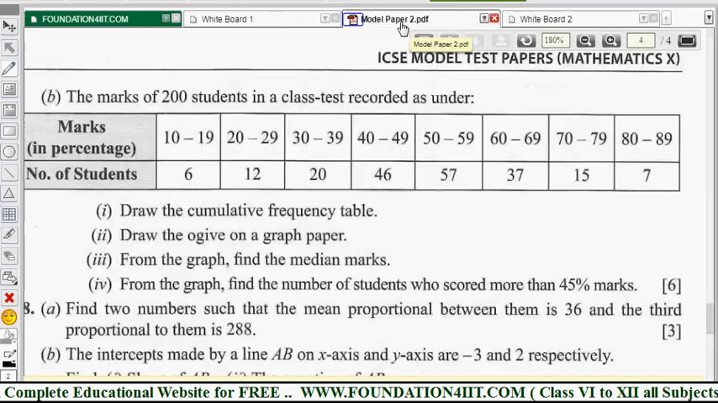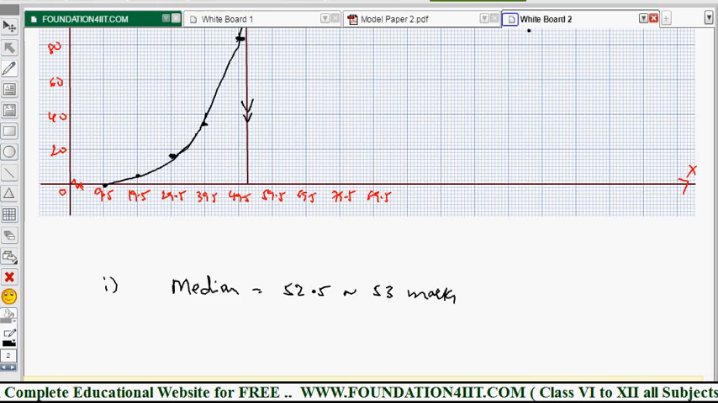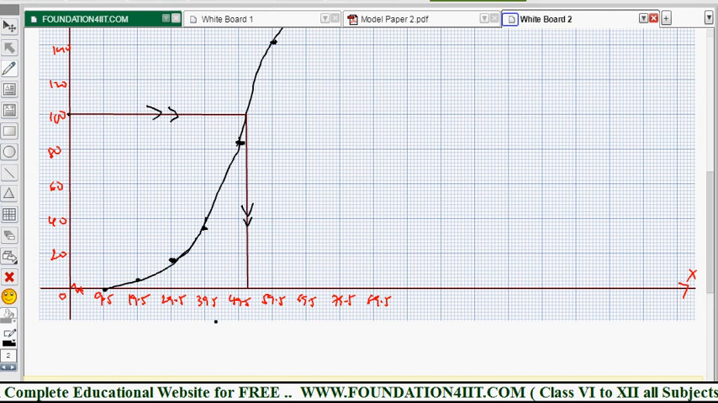See the question, the median you got. From the graph, find the number of students who scored more than 45% marks. More than 45. So whenever questions are like this, from 45 you can take one straight line. 45 means between 39 and 49, not the exact center. From here you can take a straight line, and wherever it joins, from there you can take it to this side.